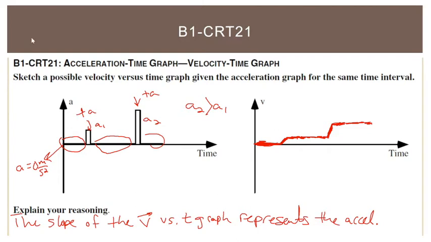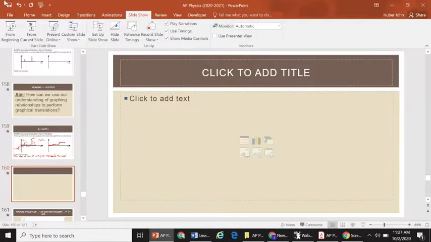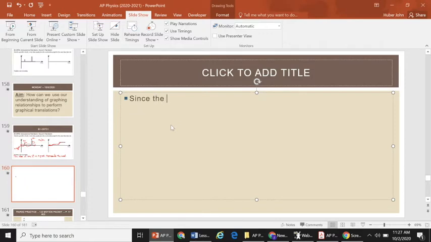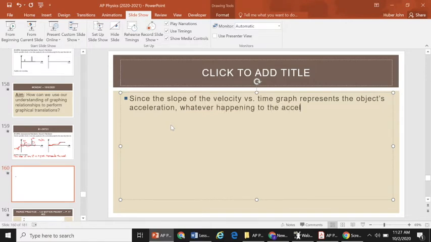For that run, just to write something a little better for the explain your reasoning part, we can say here: since the slope of the velocity versus time graph represents the object's acceleration, whatever is happening to the acceleration should be happening to the slope.